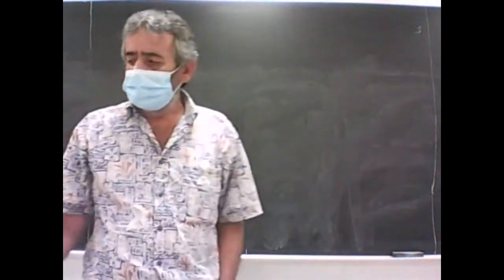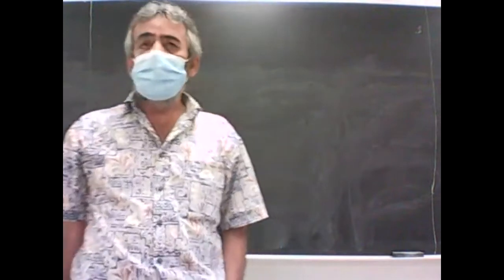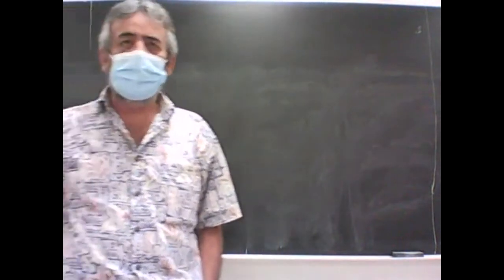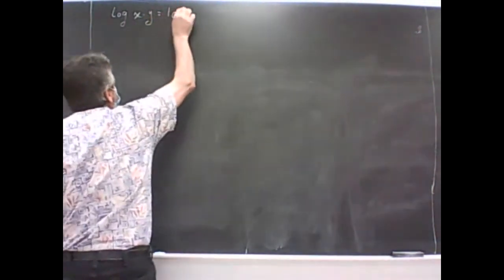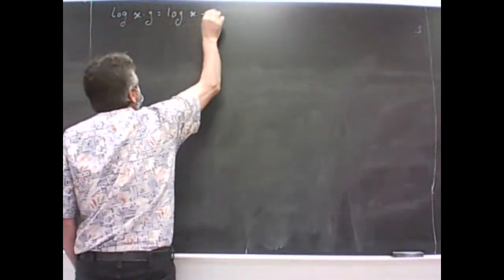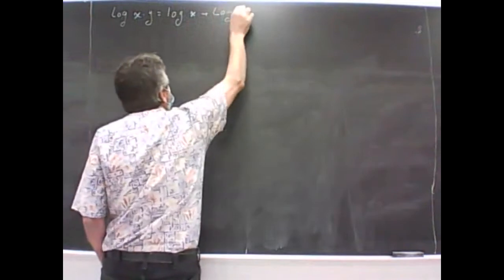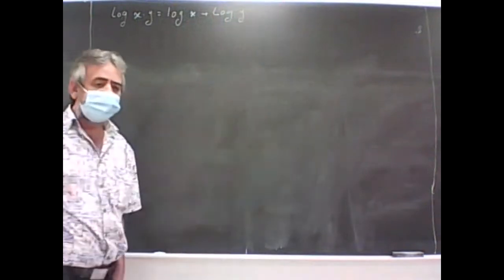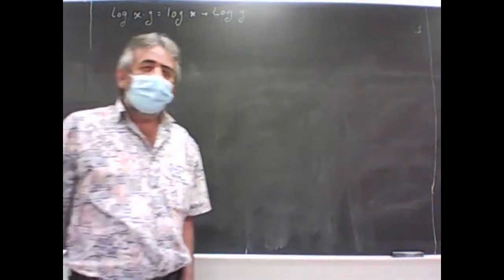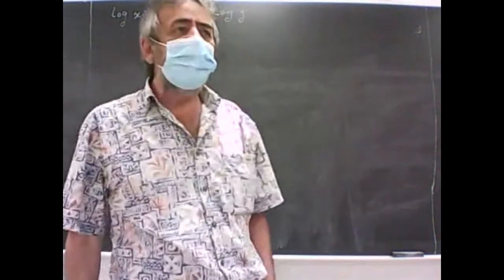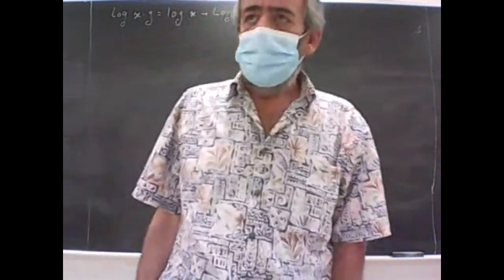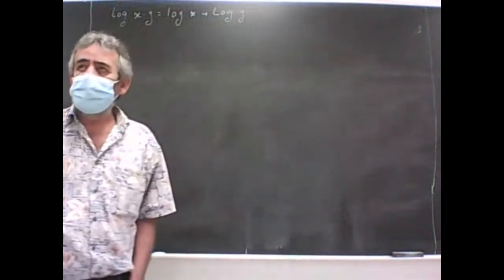Your homework or your extra credit was based on proving some properties of logarithm. If you did, that's fine. If you didn't, let's go over it. So one was log of x times y equals log of x plus log of y. This is one of the properties that we were supposed to prove at home. So how do we prove that?